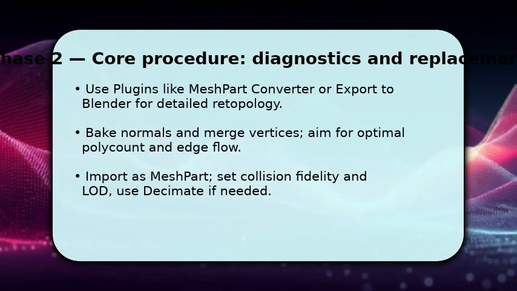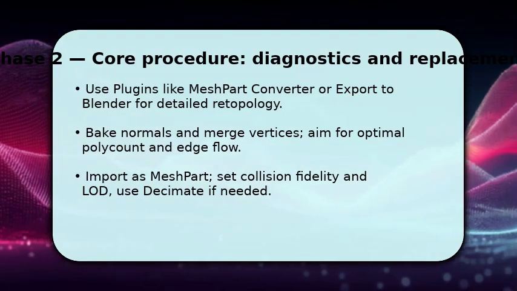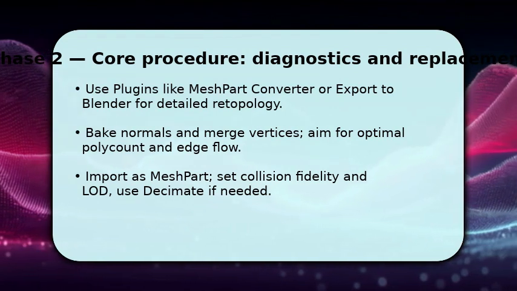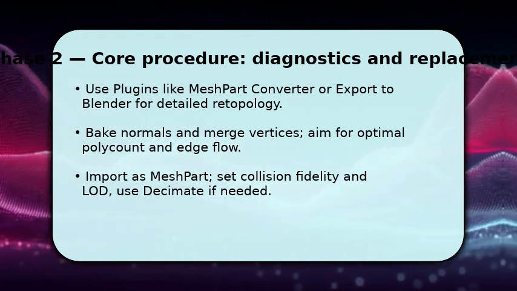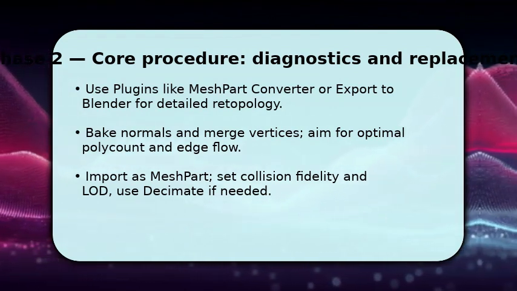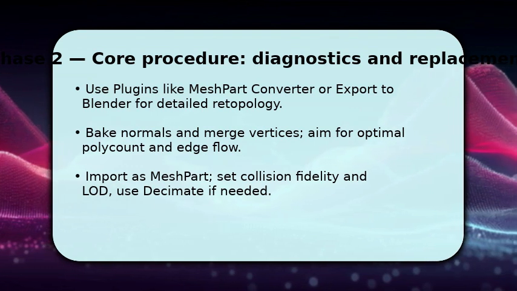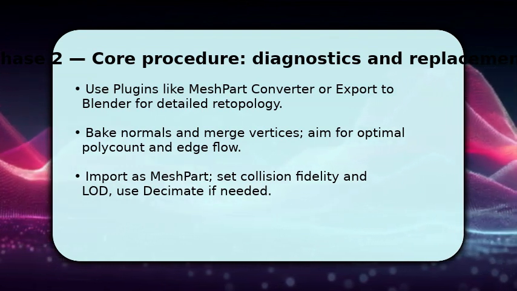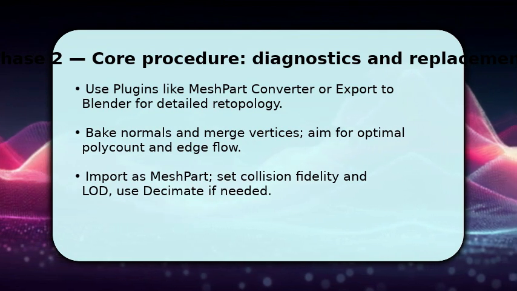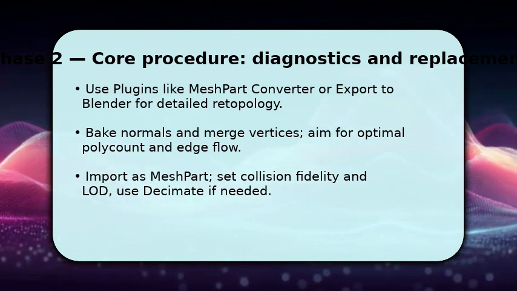If using Blender, export as FBX and retopologize to control polygon flow. This improves deformation and performance. If you stay in Studio, use Mesh Part Converter plugins to bake normals and merge nearby vertices. Once imported, set collision fidelity and use level of detail to reduce runtime cost.